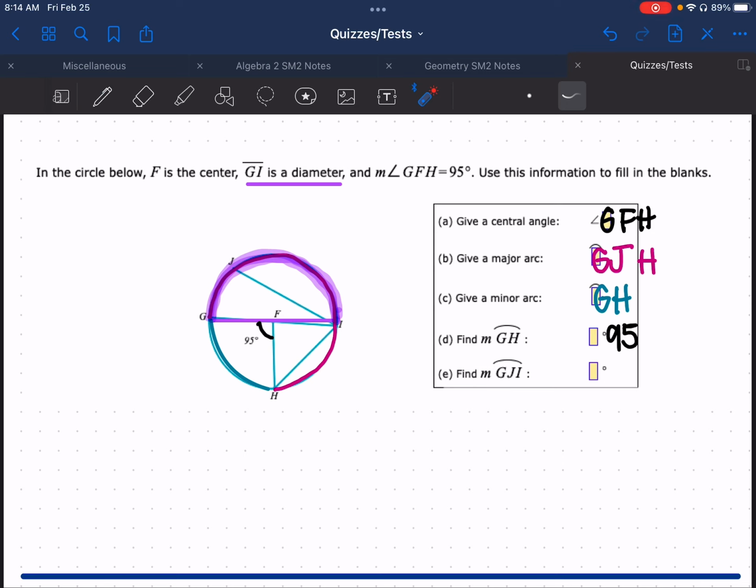Remember, the diameter cuts your circle in half. A circle is always 360 degrees. And so if I just divide that by 2, I get 180 degrees. 180 degrees here, 180 degrees there. And so the measure of that arc would be 180 degrees. All right, because remember, F is our center. F is our center. They told me right here that F is my center.